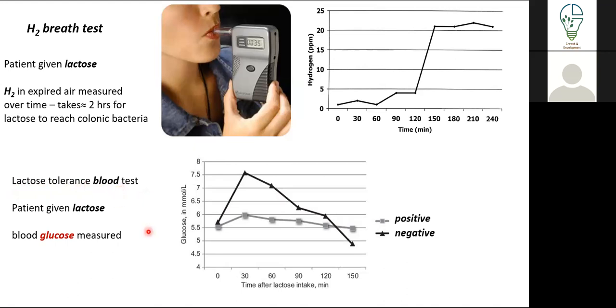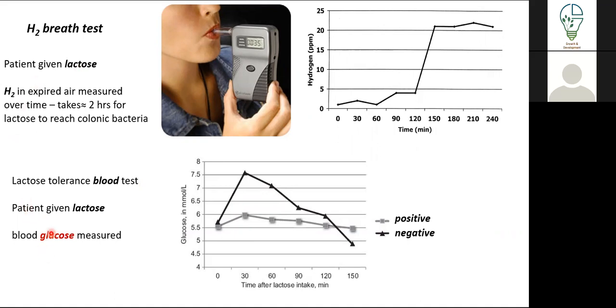Yeah, and we can do this basically for anything. So if we suspect that someone has a problem in, I don't know, maltose degradation, we can give them maltose and then check their H2. If we suspect sucrose problems, we can do the same thing, and so on. So it's not specific for lactose. The only thing that's specific for lactose is that you give them lactose and then you measure H2. All right, does this make sense?